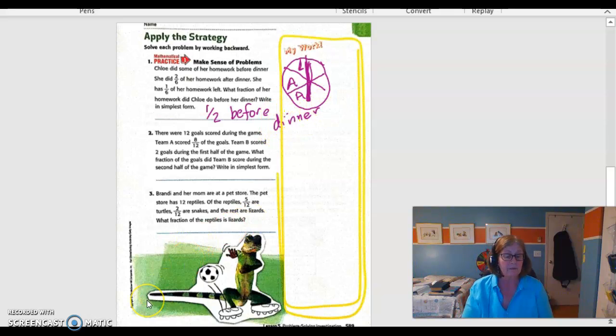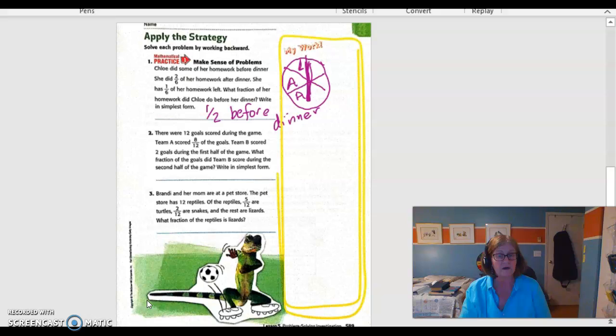All right, let's look at problem 2. There were 12 goals scored during the game. Team A scored 8/12 of the goals. Team B scored 2 goals during the first half of the game. What fraction of the goals did Team B score during the second half of the game?